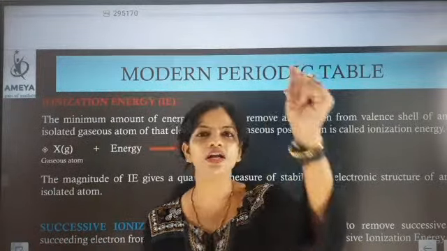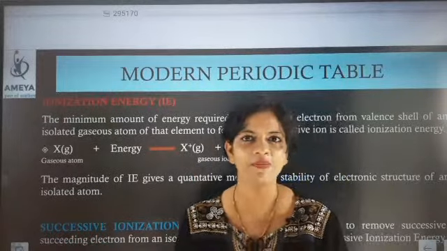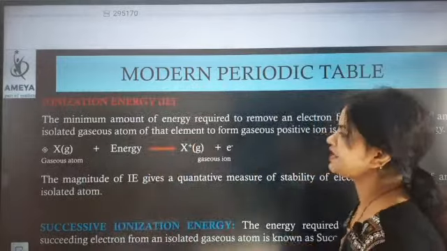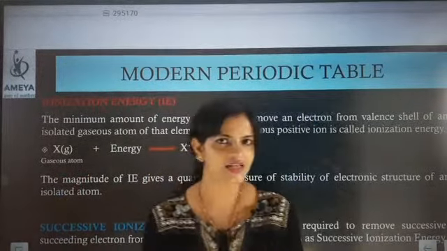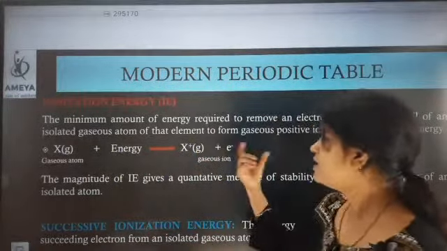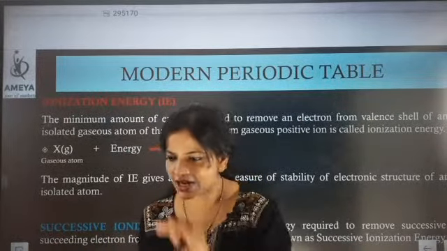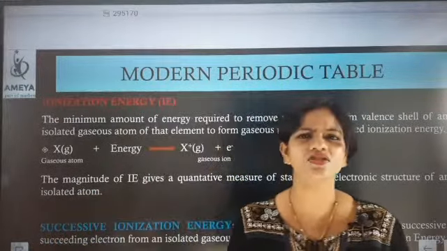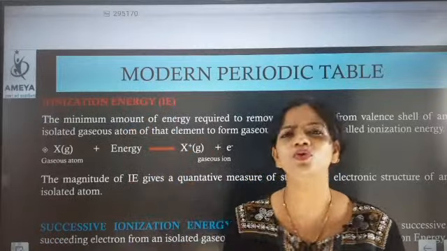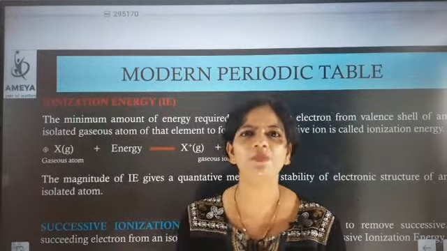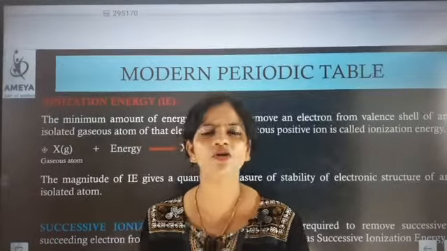So if I want to take out an electron from the outermost orbit of an element, then I have to give energy, and this energy is called ionization energy. I hope you have understood. A gaseous atom is present; you give energy, and now it gets converted into an ion and an electron is released. The energy needed to take an electron and ionize an element is exactly called ionization energy. You don't have to use rocket science, just the basic concept: buy a pen, give the money; take an electron, give energy.